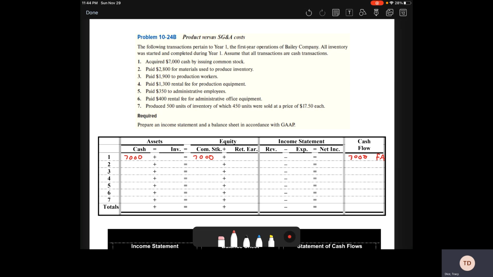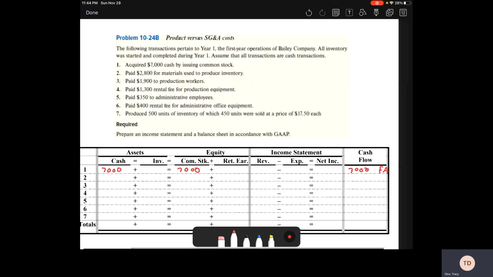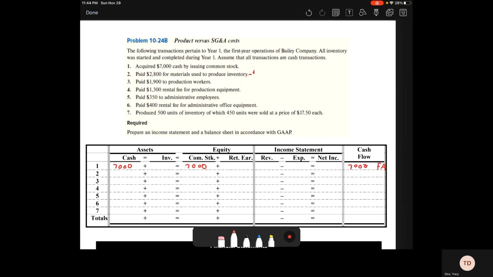So now you have to think, is this a product cost or a period cost? Is this directly related to our products? Well, since we're producing the inventory, this is a product cost. So that means it's going to be one of those asset exchange transactions. So we're going to pay the $2,800, but it's going to go into our inventory amount. And it comes out of cash flow as an operating activity.